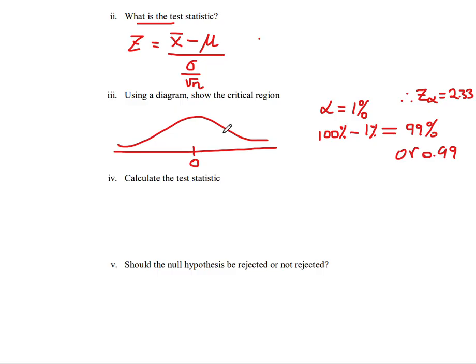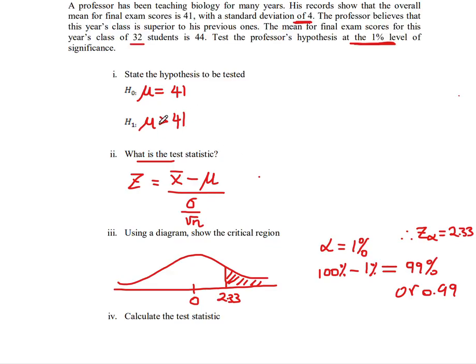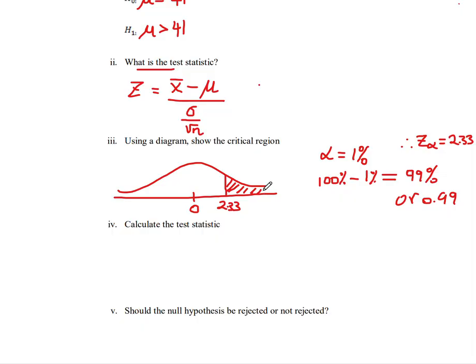That critical value I will mark in the tail of the standard normal curve here, as I'm doing. I will mark that critical value and shade to the right of it, because this is a one-tail test, particularly a right-tail test, because the alternative hypothesis says greater than. So I'll mark to the right of 2.33.